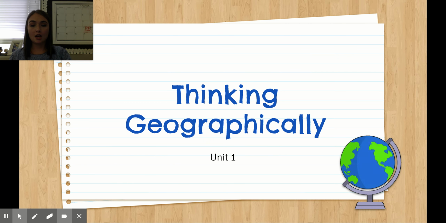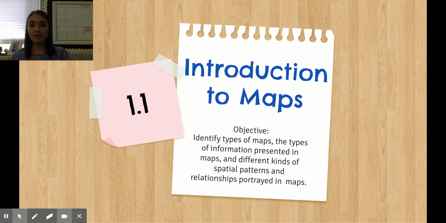If you don't understand these concepts, when we get to those, you're going to be completely lost. So the first part of Unit 1 is an introduction to maps. So at the end of Topic 1, you should be able to identify the different types of maps, identify the types of information presented in maps, and different kinds of spatial patterns and relationships portrayed in maps. So when we're done with this topic, you should be able to do those things.